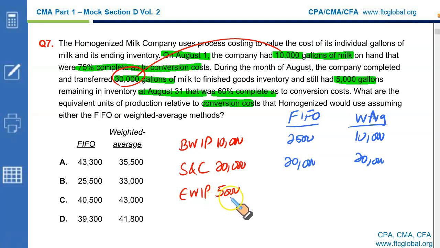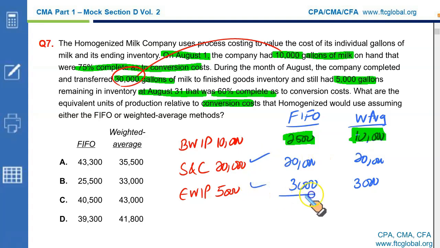Ending work in process, which is 5,000 complete, has 60% of conversion cost incurred. That would make it 3,000, both for FIFO and weighted average. Again, a good point for you: FIFO and weighted average would differ because of the beginning work in process. Otherwise, started and completed and the ending work in process are the same. So if you total, it's going to be 25,500 EUPs of conversion cost for FIFO and 33,000 under weighted average. So that would make B the correct option.